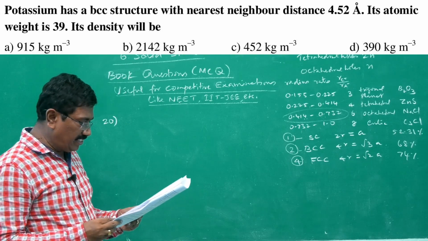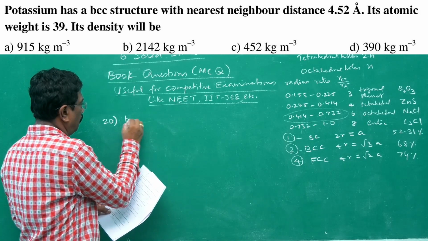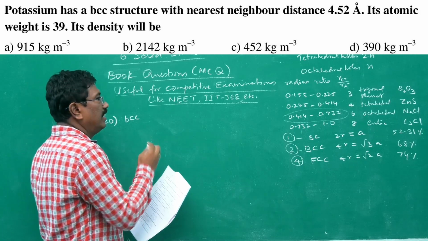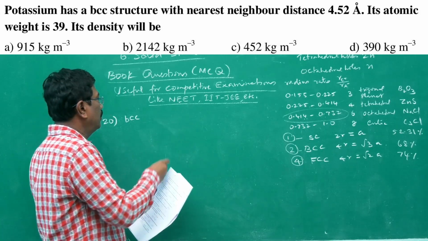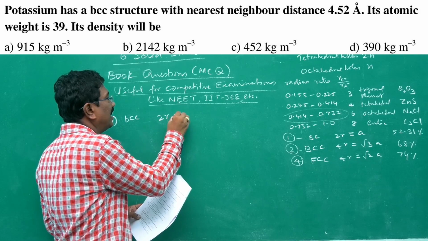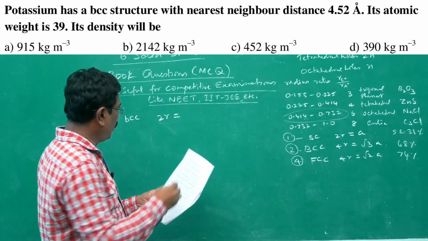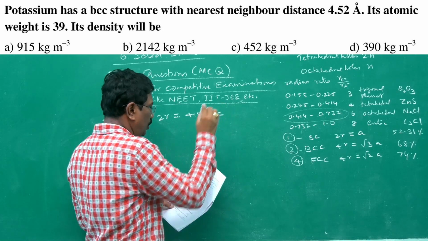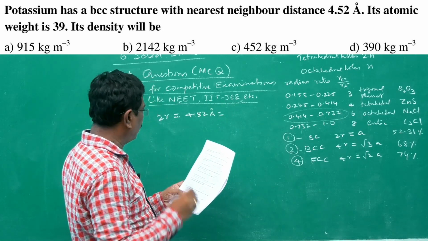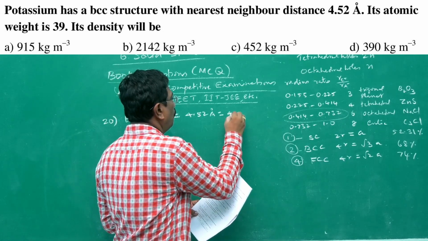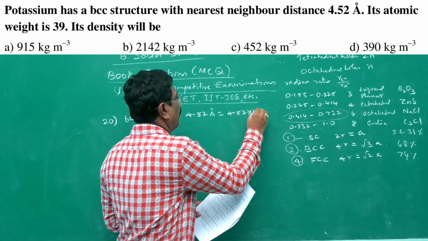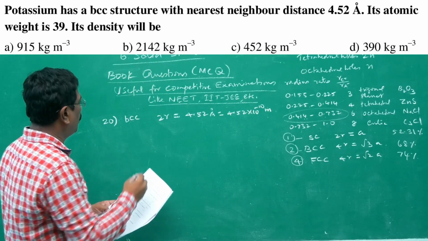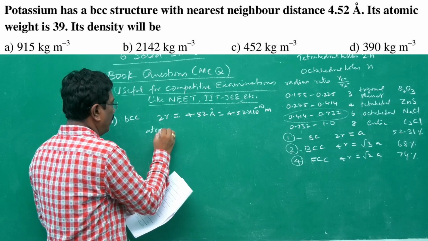Potassium has a BCC structure, body centered cubic, with the nearest neighbor distance. Nearest neighbor means between two atoms, it corresponds to 2R, that is diameter. 2R is equal to 4.52 angstrom unit, which may be converted into meter because the answer is given in per meter cube. 4.52 into 10 power minus 10 meter. All right.